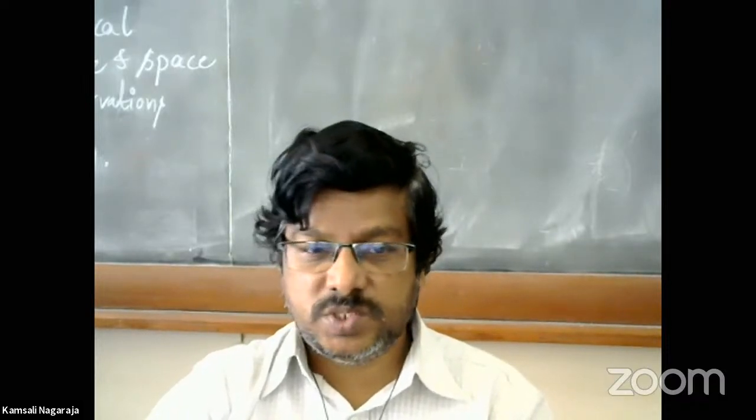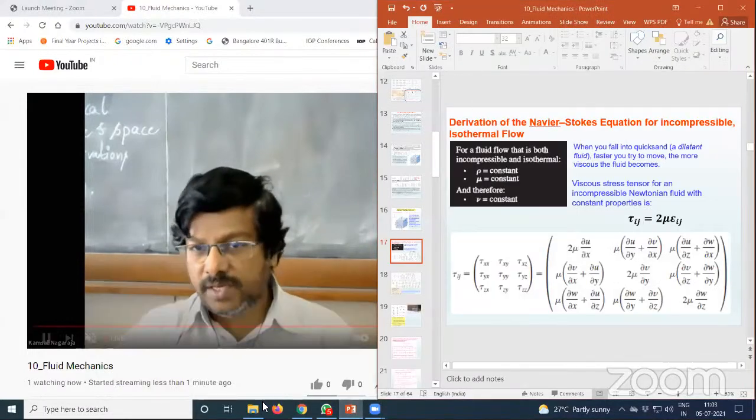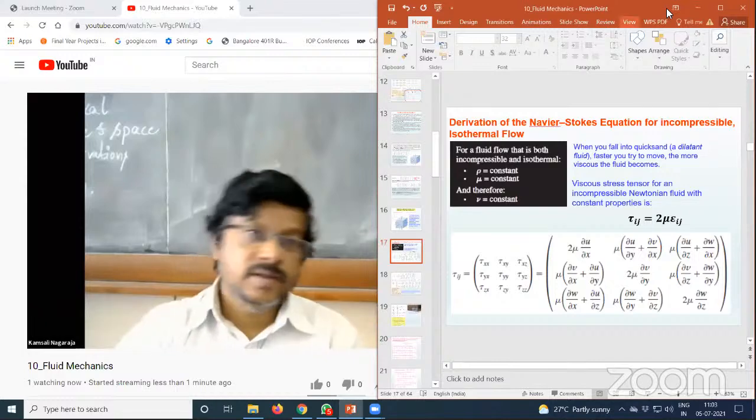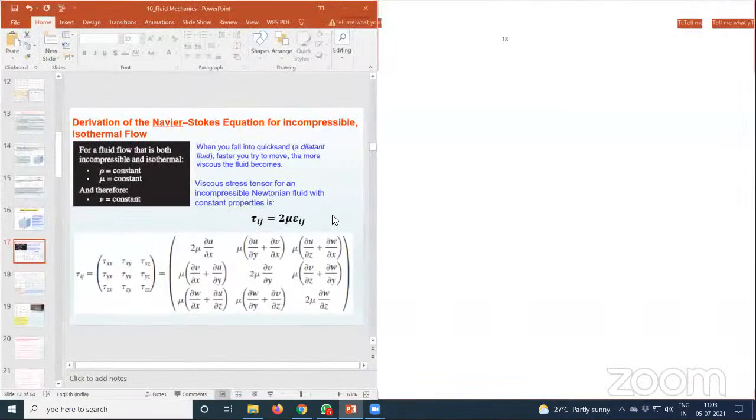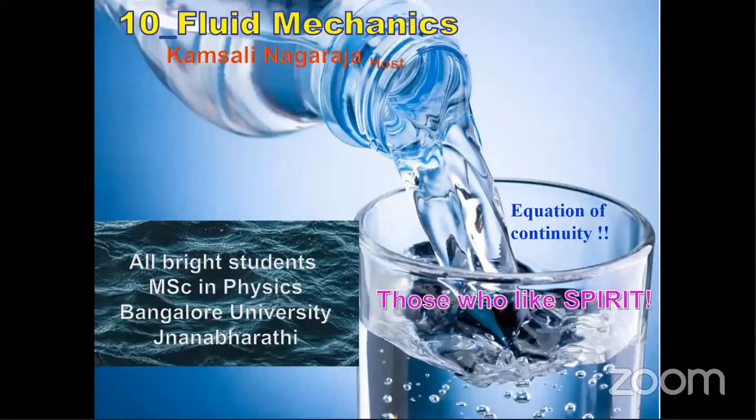Last class we discussed the basics of the Navier-Stokes equations. We'll go ahead with that. I will share the screen. Can you see the screen right now? The title is Fluid Mechanics. Okay, fine. Last class we discussed the basics of the Navier-Stokes equation.